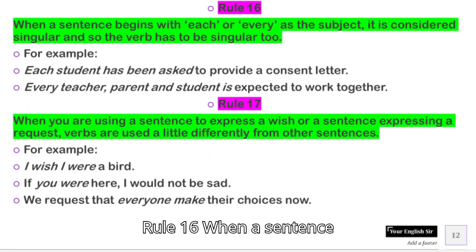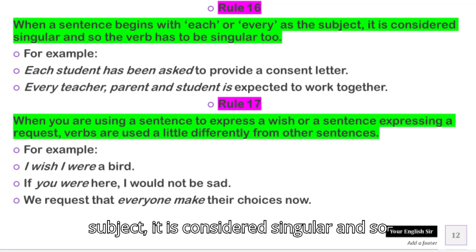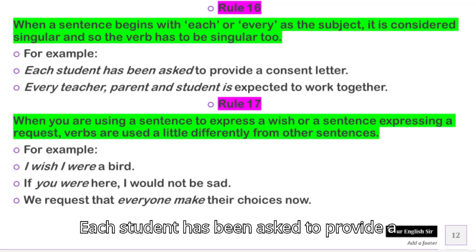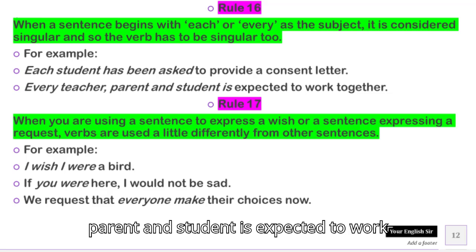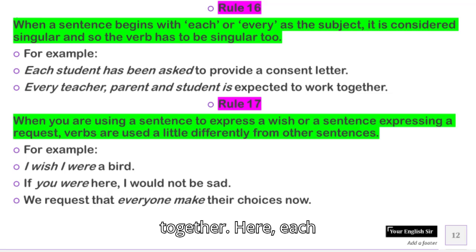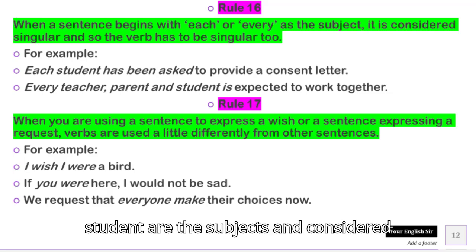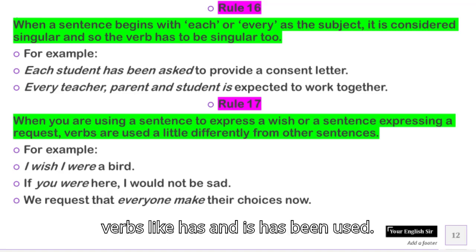Rule 16. When a sentence begins with each or every as the subject, it is considered singular and so the verb has to be singular too. For example, each student has been asked to provide a consent letter. Every teacher, parent and student is expected to work together. Here, each student, every teacher, parent, and student are the subjects and considered singular. So, the singular verbs like "has" and "is" have been used.